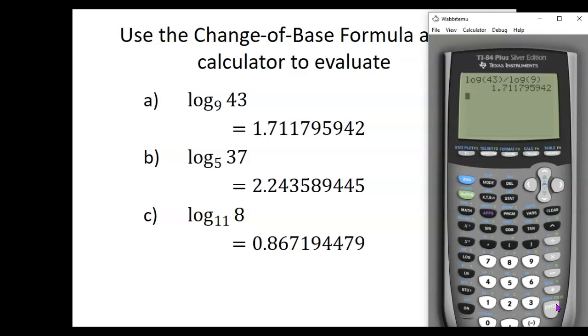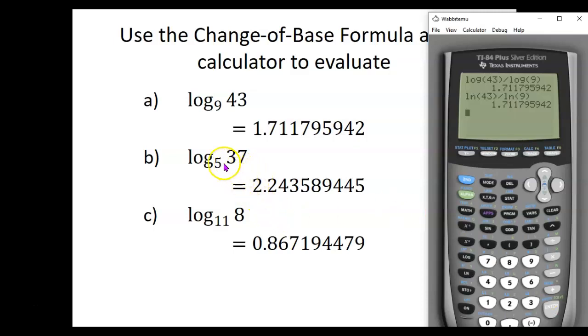And remember, that means that that's the power you have to raise 9 to get 43. 9 to the 1.711795942 power is 43. We could have also done it by taking the ln, the natural logarithm of 43, divided by the natural logarithm of 9. ln of 43 divided by ln of 9 is also 1.711795942.